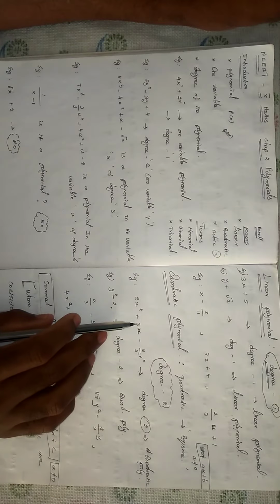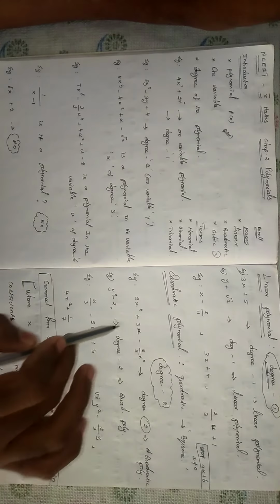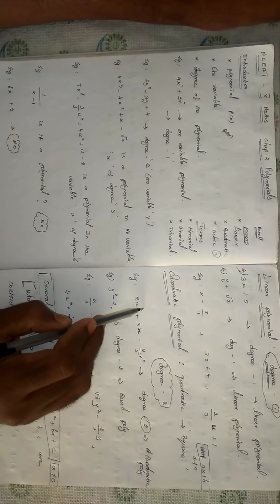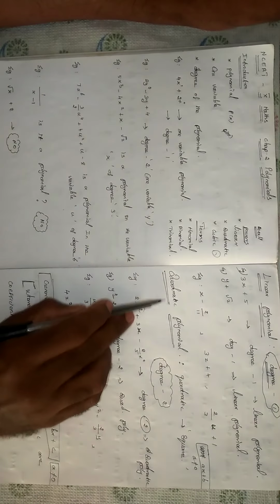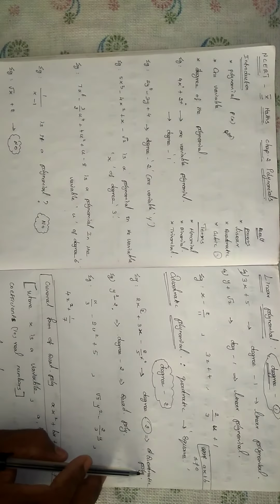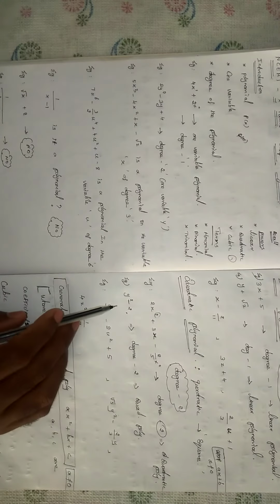The highest power in this polynomial is x power 2. So 2 is the degree of the polynomial. So when the polynomial has degree 2, that is a quadratic polynomial. Are you clear, children?